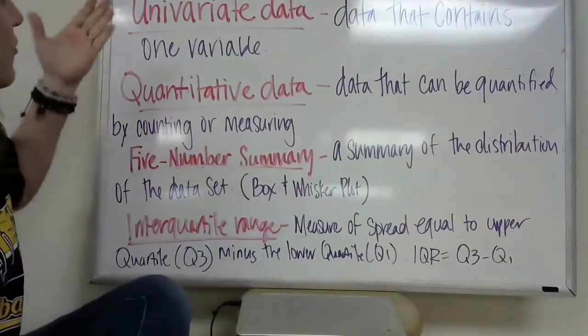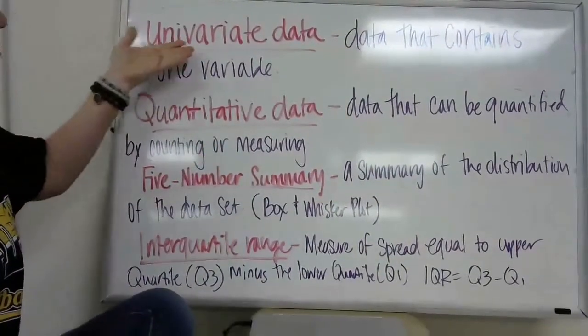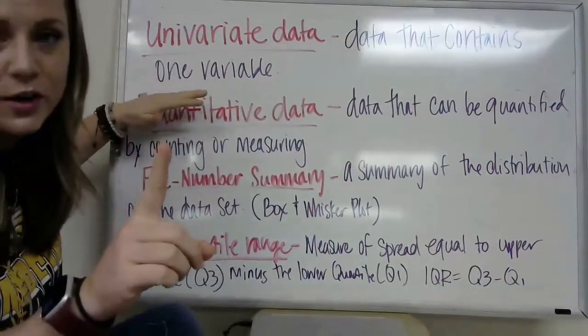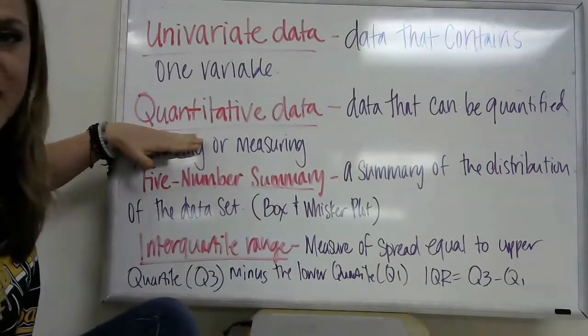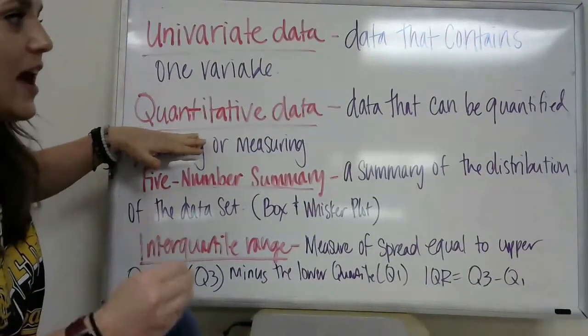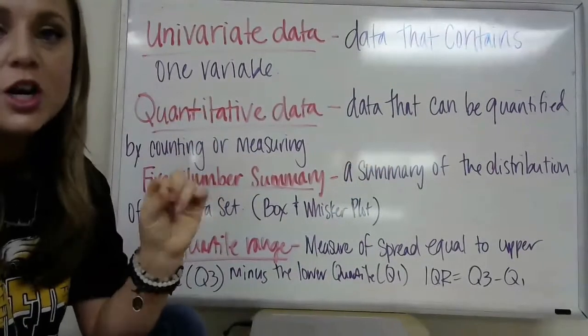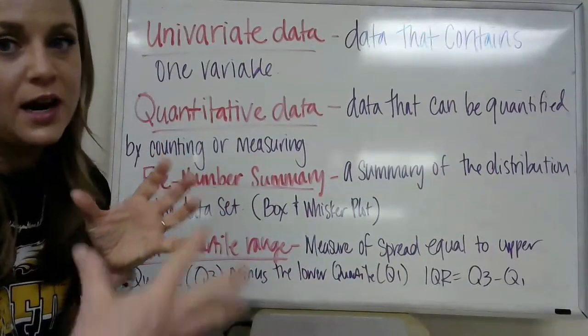So the first one is univariate data, which is data that contains one variable, okay? Then we have quantitative data. Quantitative data is data that can be quantified by counting or measuring. So you can either count the data or you can measure it over a time, okay?